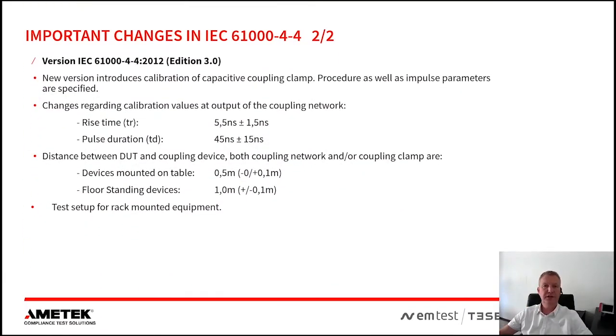Edition 3 introduced a new calibration procedure to calibrate the capacitive coupling clamp by using a transducer plate. The burst pulse itself has a rise time of 5 nanoseconds and a duration of 50 nanoseconds. But for calibration at the output of the couple network, the values are 5.5 nanoseconds for the rise time and 45 nanoseconds for the duration. They also changed the specification of the distance between the EUT and the coupling device. For tabletop equipment, it's half a meter. For floor standing equipment, it's 1 meter.